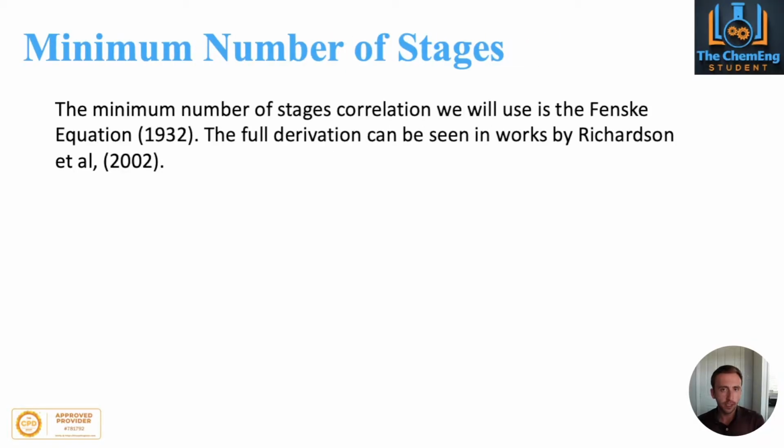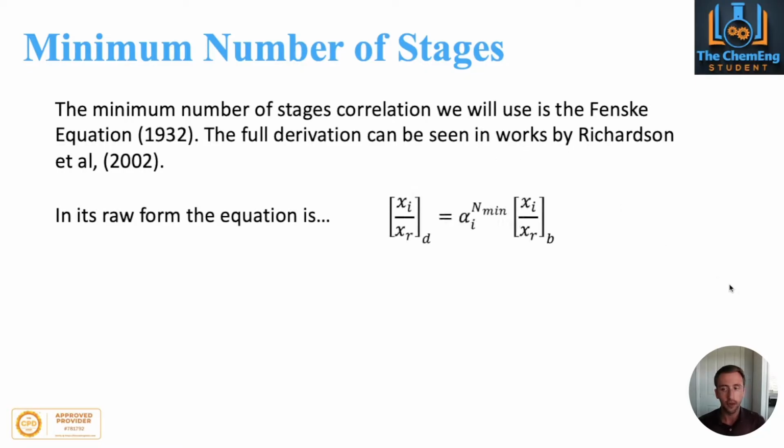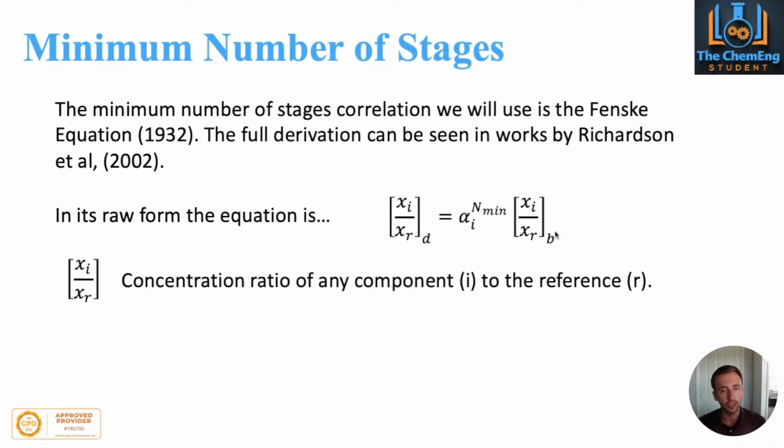Now, the components that we're going to talk about here are the minimum number of stages, and essentially we're going to use the correlation that was first developed by Fenske in 1932. The full derivation has been done by Richardson in 2002, but the equation that we're going to use in its raw state is xi over xr subscript d equals alpha i to the power n min multiplied by xi over xr subscript b. Now you might be asking, well, what do all these stand for?